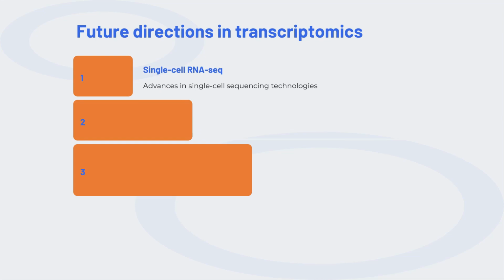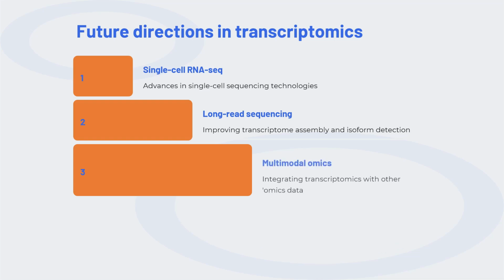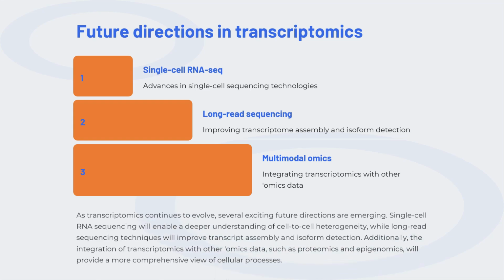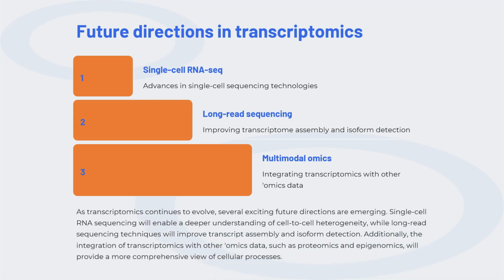Then there are advancements in this. There is single cell RNA-Seq that is now being used increasingly. Then we have long read sequencing that improves the transcriptome assembly and isoform identification. Then we have multimodal omics. Different omics data are being integrated into transcriptomics as well. So transcriptomics evolves, and by using this we have a deeper understanding of cell to cell heterogeneity.